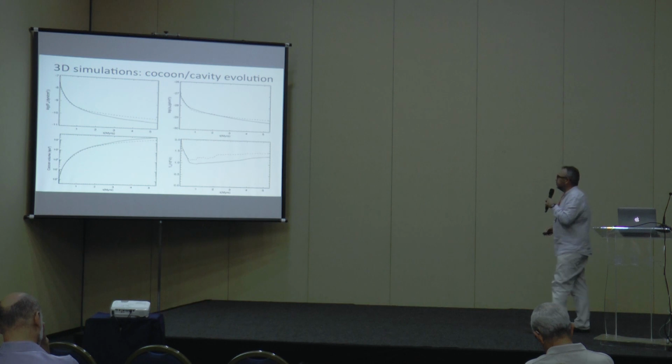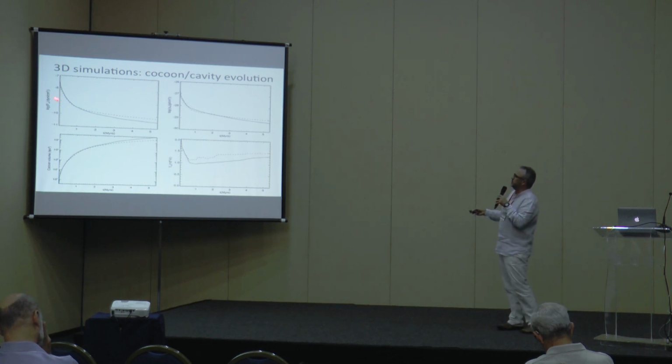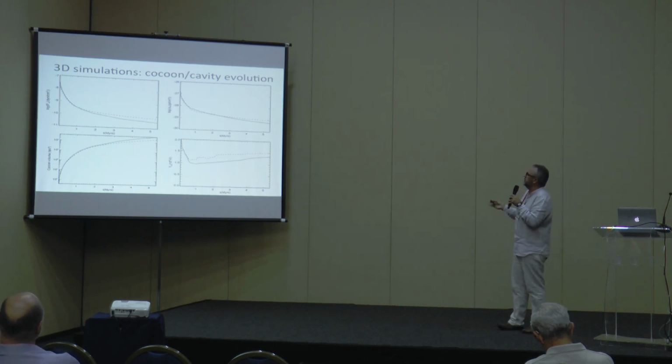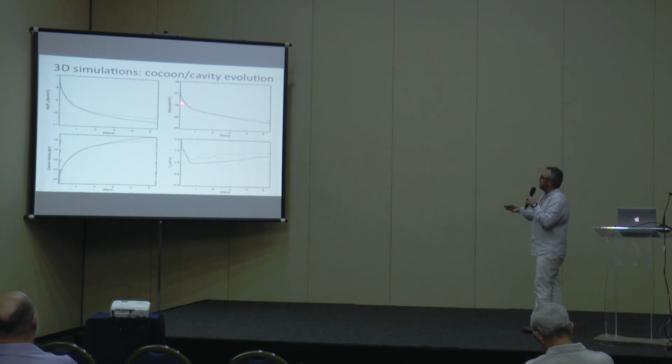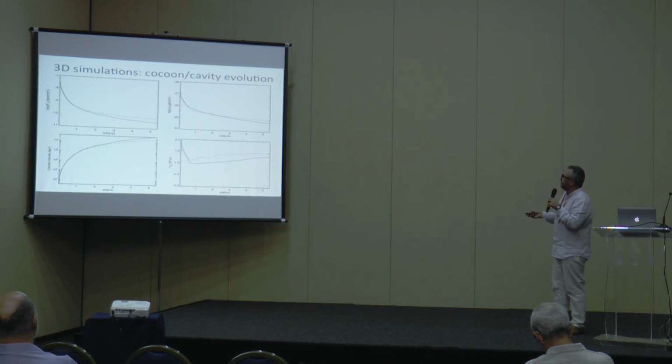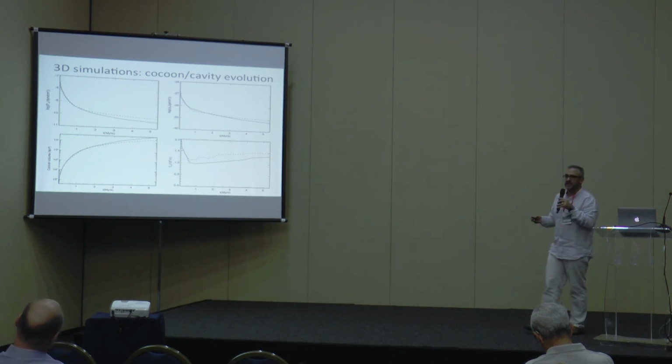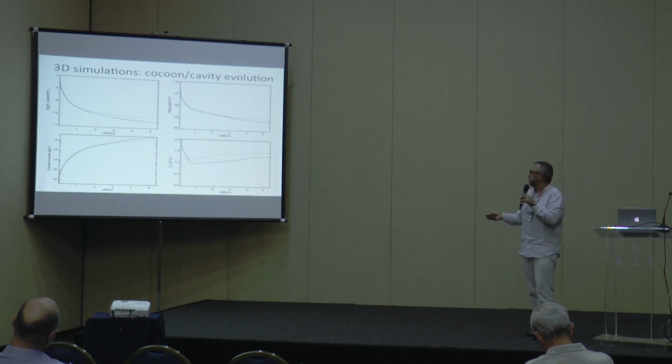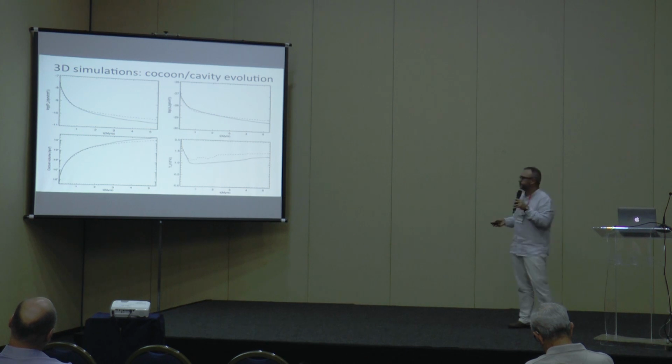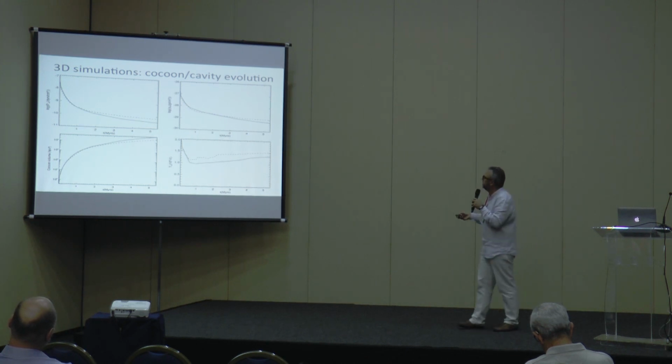Here I show the evolution of the 3D simulation as the solid line, the 2D simulation as the dashed line. You see they are very similar. Here we have the pressure of the cocoon. The cocoon is the backflow region, density in the same region, the volume, and the temperature. These are all logarithmic, and this is linear. You see that, as I said before, the simulations are reproducing that the temperature in the shock region is basically constant, as expected from the analytical models.